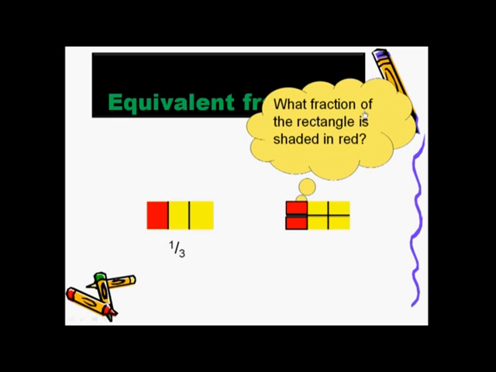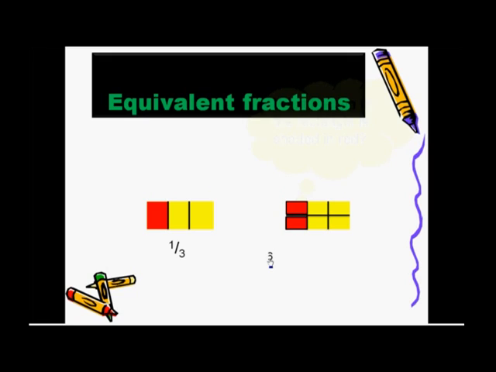Now, what fraction of the rectangle is shaded in red? Did you say 2/6? Yes. Why is it 2/6? Because there are 1, 2, 3, 4, 5, 6 parts, but I shaded 1, 2 out of 6 parts. However, why is it that 1/3 is equivalent to 2/6?